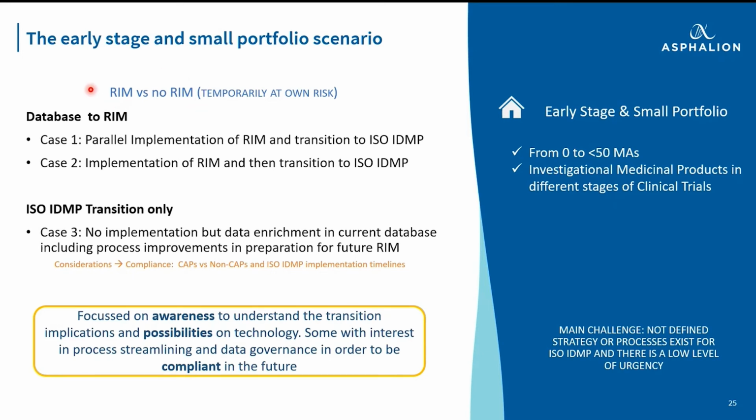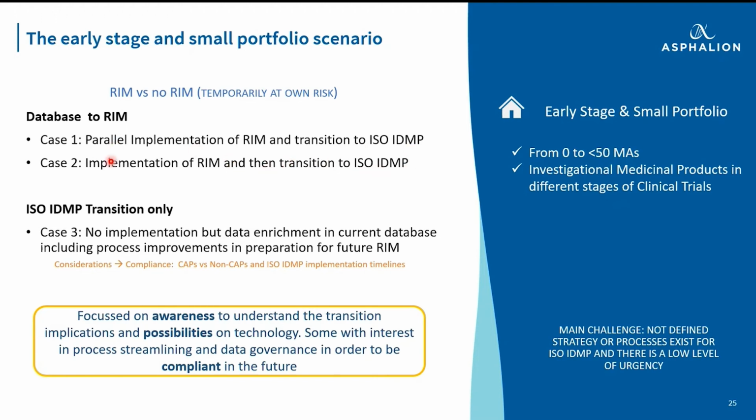So whether there is a database in place already or not, there are different ways to go about implementing one or being compliant to ISO IDMP. So in case there is a database present and you want to implement a RIM, there are two example cases. You can do a parallel implementation of a RIM and a transition to ISO IDMP, or you can do an implementation of the RIM and then think about transitioning to ISO IDMP.